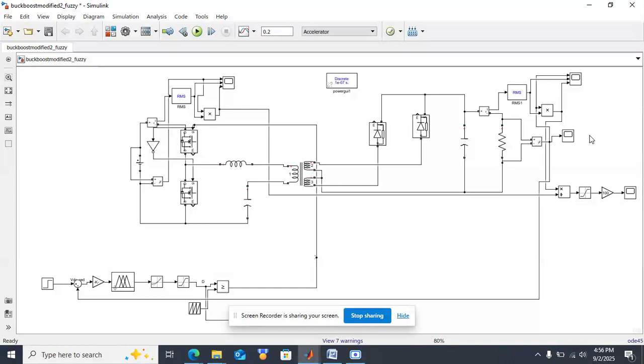Here we are using fuzzy control to improve the efficiency and also the accuracy, settling time, those things. This is a simple working of a resonant LLC converter with fuzzy control.